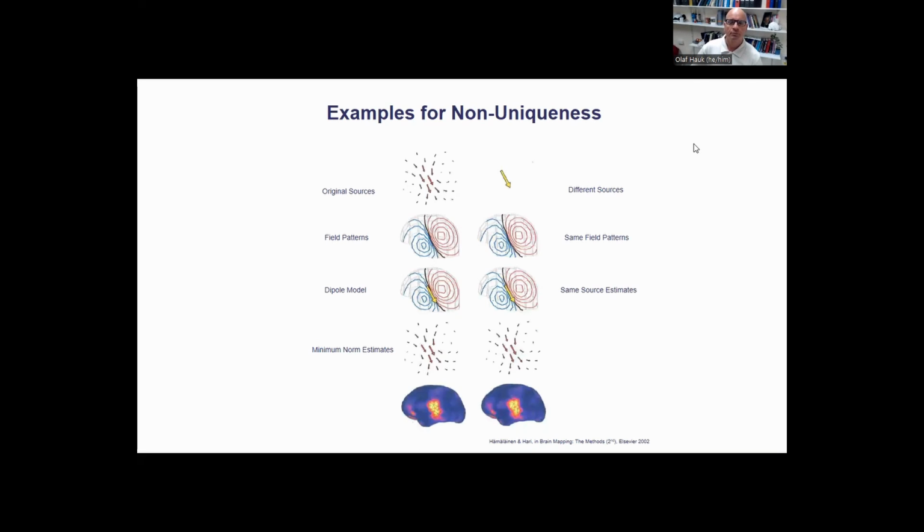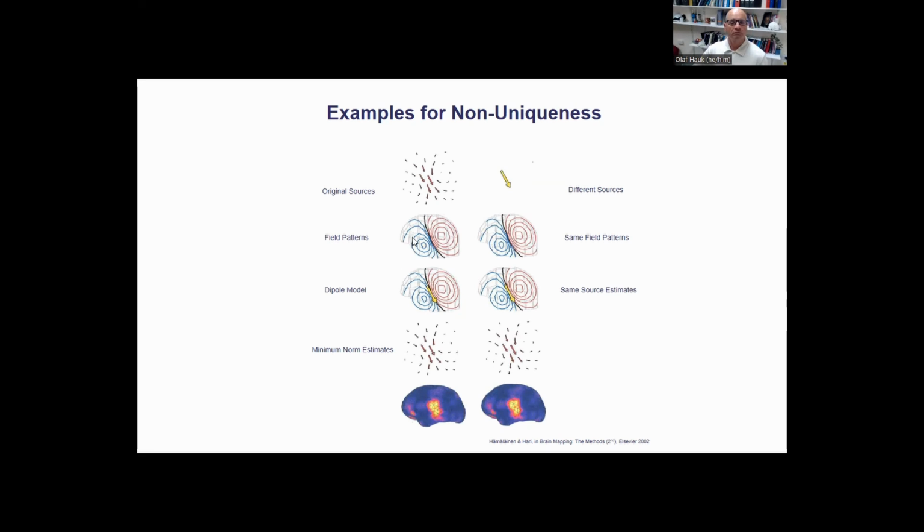This is another example. This illustrates a current distribution or dipole distribution. Imagine a patch of cortex over several square centimeters or so, and that produces exactly the same magnetic field as a dipole in the center. So again, there is an equivalence in the magnetic field distribution at the surface between a distributed source of this kind and a dipole.